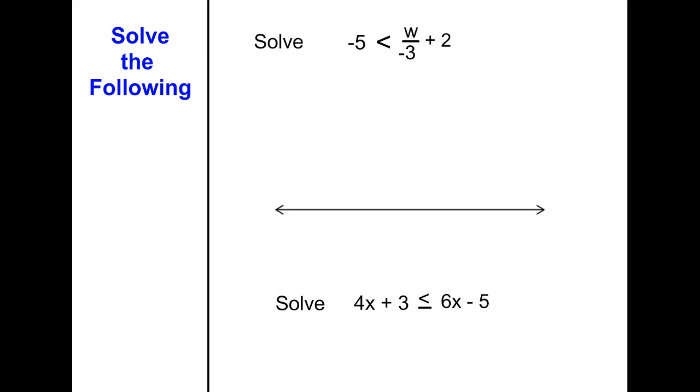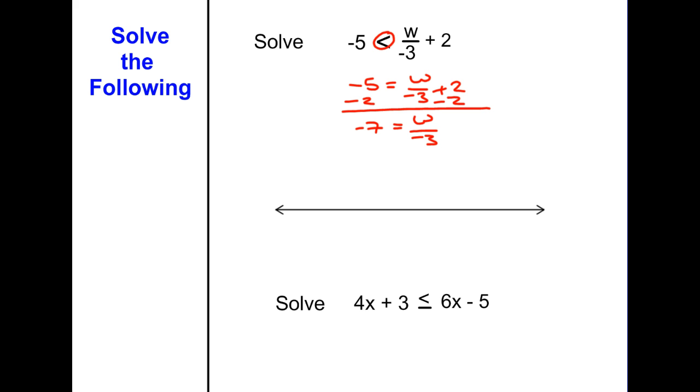All right, let's try to solve another one here. So this is multiple steps, just like when we're solving equations. If it helps, forget about the inequality sign and just change it to equals. y over negative 3 plus 2. So now we're going to subtract 2, so we get negative 7 is equal to w divided by negative 3.